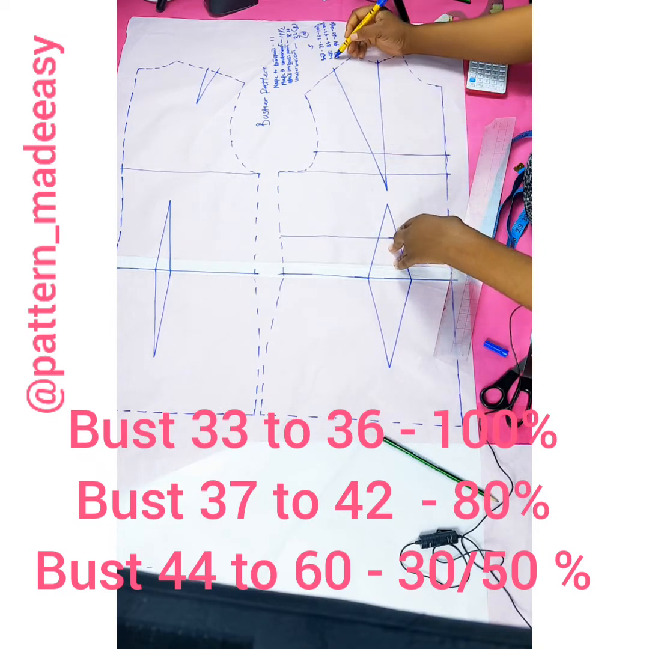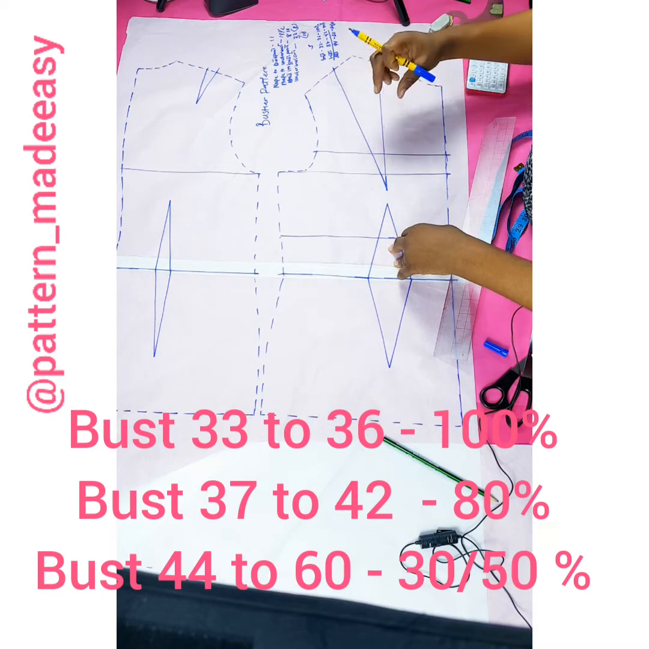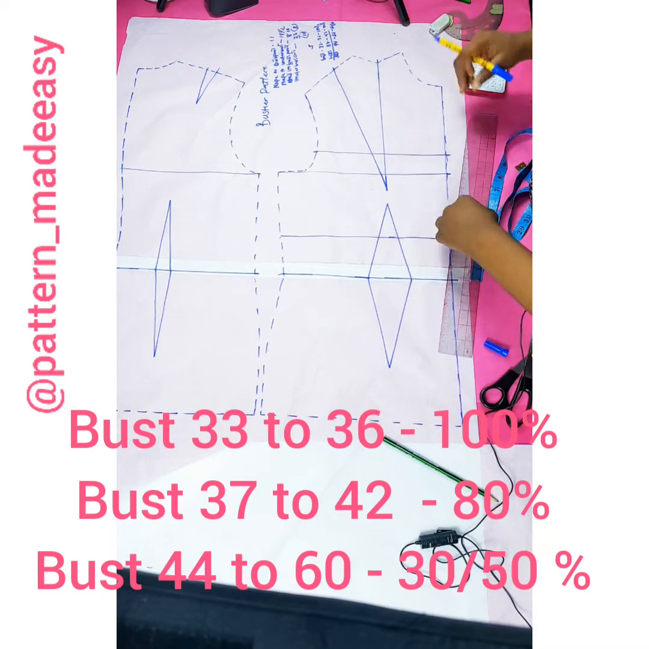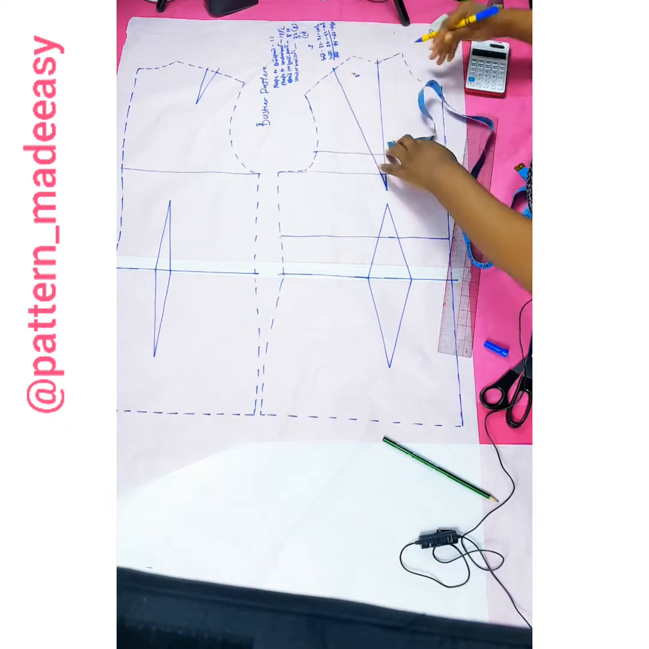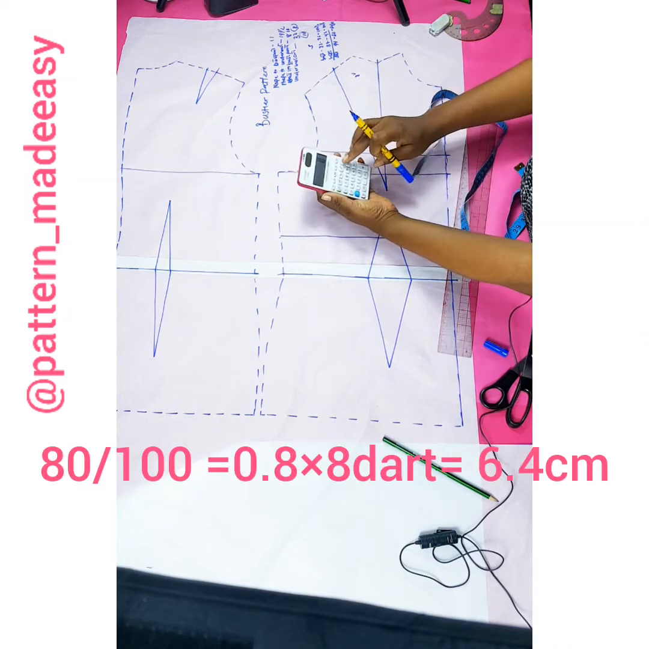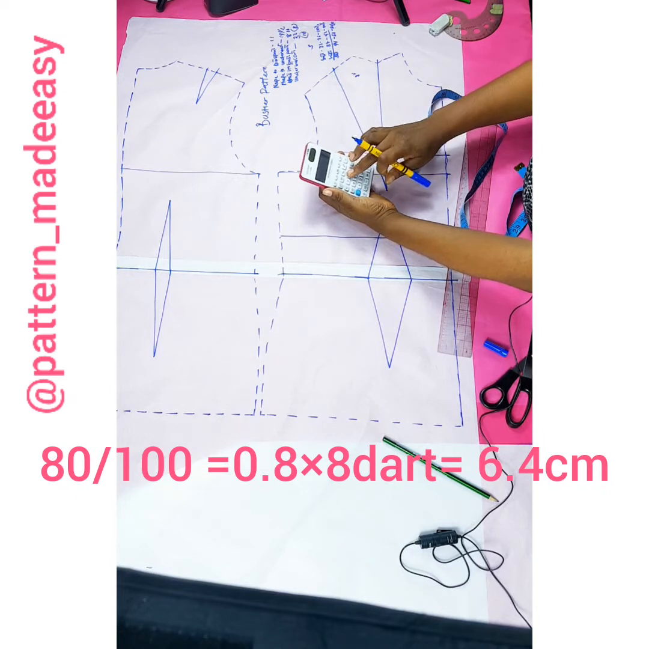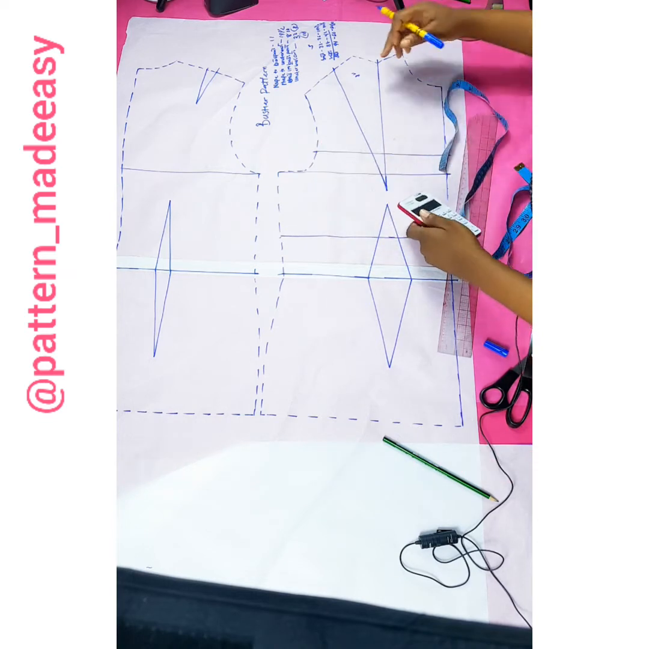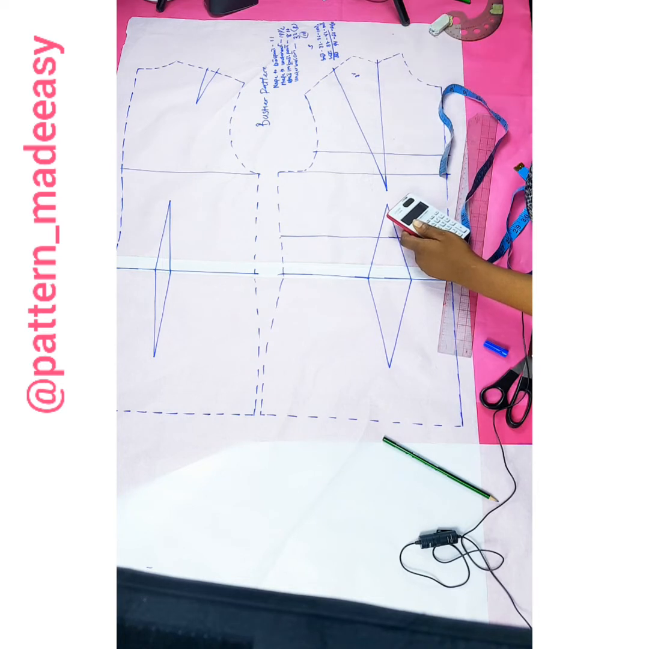Because my bust falls into 37 to 42, I'll be using 80% for the bust tightening. So now my dart. How do we do it? We measure our dart. My dart is 8 centimeters, and then 80 divided by 100, which is 0.8 times 8, sorry. So we have 6.4. So we need to distribute 6.4 at the shoulder line. So this is how it goes.